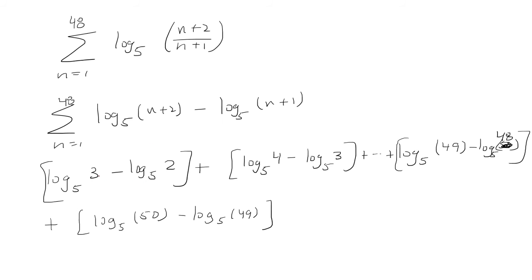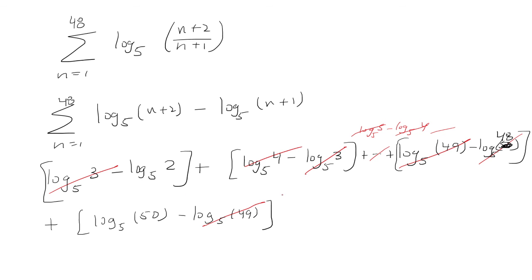So notice here, log base 5 of 3 and log base 5 of 3, log base 5 of 49 and log base 5 of 49. Now, this log base 5 of 4 will be canceled by the next one, which will be log base 5 of 5 minus log base 5 of 4. So these 4s are going to cancel. This 5 is going to get canceled with the next term. And then the log base 5 of 48 will also get canceled by the previous term.